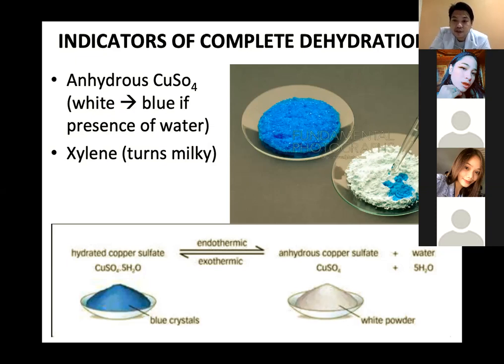Okay, first question for our class participation. Take note, class, you can answer directly sa messenger throughout the class or later after the discussions. Okay, so first question. Why do you think that dehydration is an important part of histotechnique?